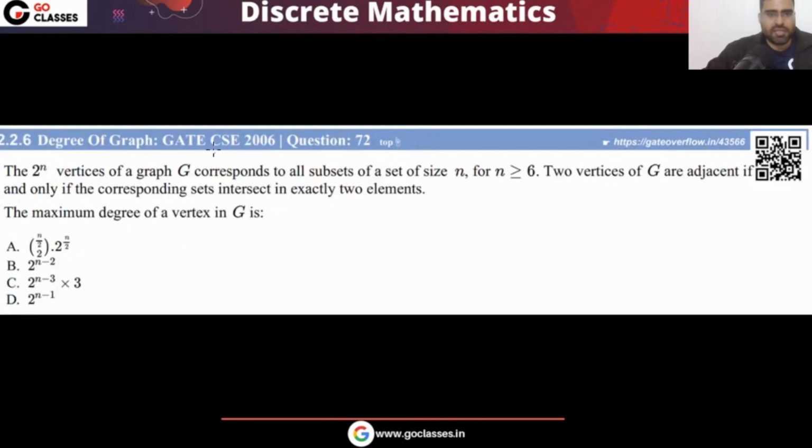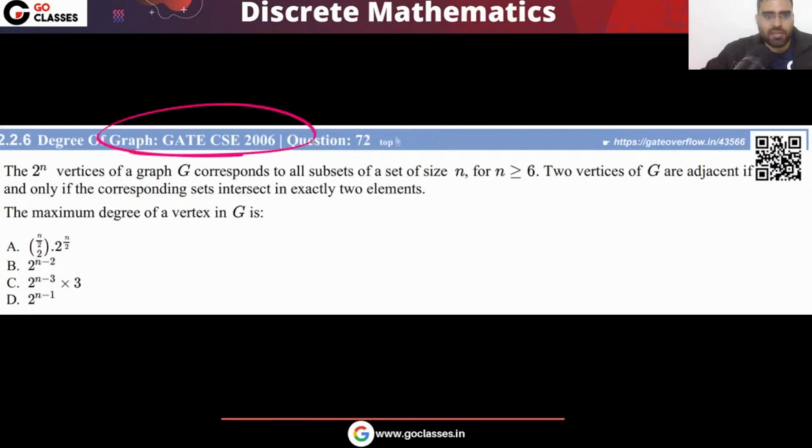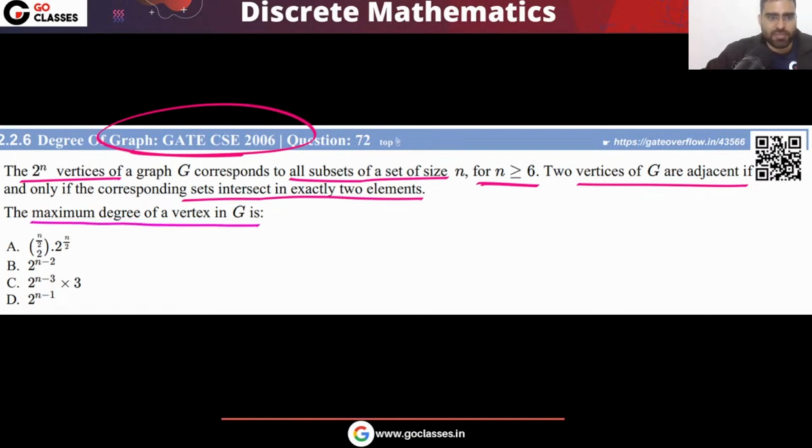Now let's move on. Another, actually the same question, but it's the second part. There are 2 power n vertices, which are subsets of a set of size n. N is greater than or equal to 6. 2 vertices are adjacent if they intersect in exactly 2 elements. The question is same, but it is asking for the maximum degree. What is the maximum degree?